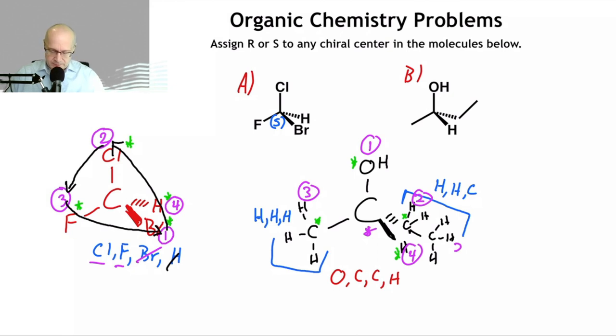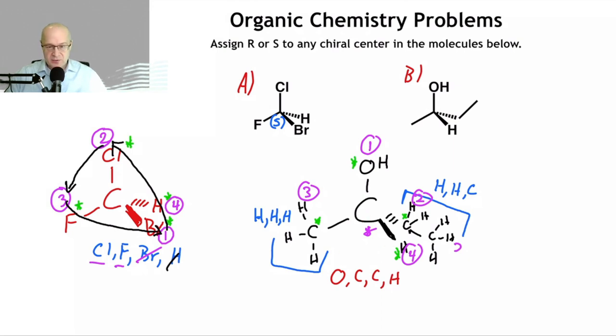What I want you to do is imagine you have a hammer and a nail, and you're going to put a nail through the OH. In other words, the OH is going to be stationary. It's not going to move. Imagine we're going to hold on to that O, put a nail through it. It's not going to move. All we're going to do is rotate the bottom. So everybody below the OH is going to rotate around. That's it.